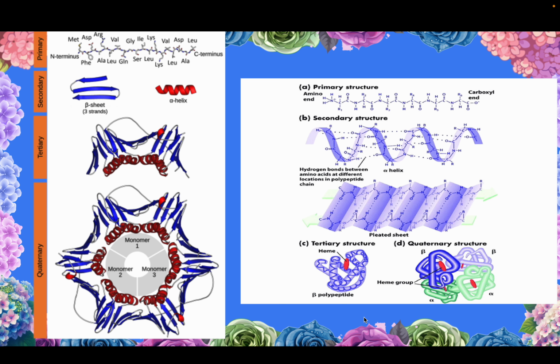Anyway, so there are four different levels of protein structure. There's the primary structure, the secondary structure, and the tertiary structure, and then the quaternary structure. So technically, in a lot of proteins, there actually isn't a quaternary structure, which I'll explain why later. But I'll start from the very beginning.